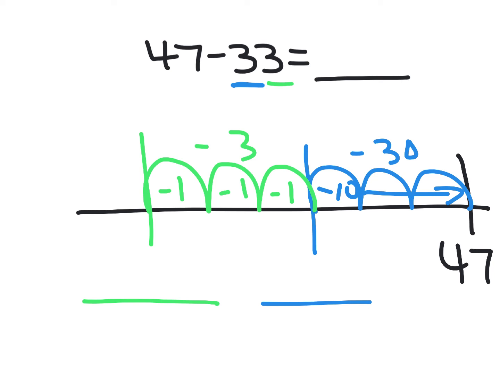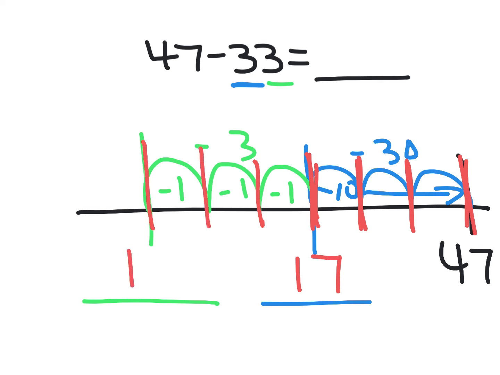Here we go. So I'll go back to the beginning. 47, 37, 27, 17. Write that down and stop. Now we'll count backwards by 1. 17, 16, 15, 14. 47 minus 33 is 14. And that's how you use an open number line to solve double-digit subtraction problems.